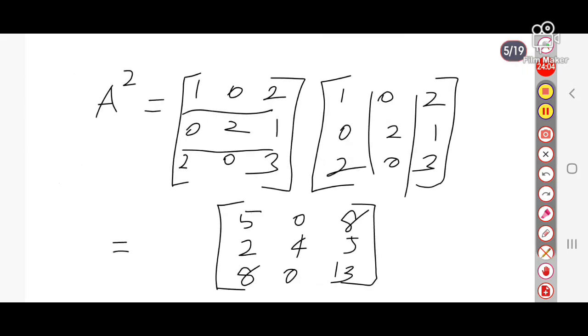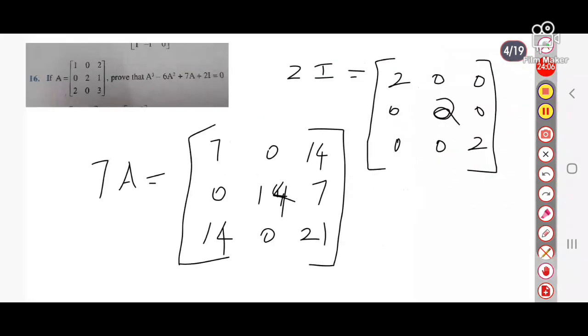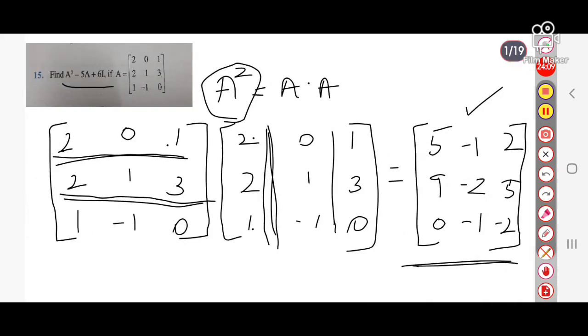So we found the solution for question 18. We found the solution for the 17th question, and we found the solution for the 16th one, and for the 15th question. In the next video we will find the solution for the upcoming sums present in the exercise, and we'll move to the next exercise as soon as possible.